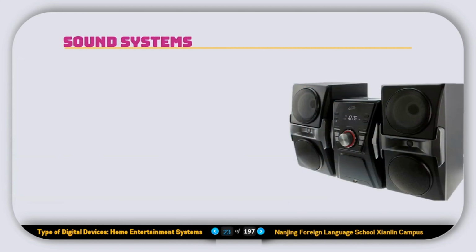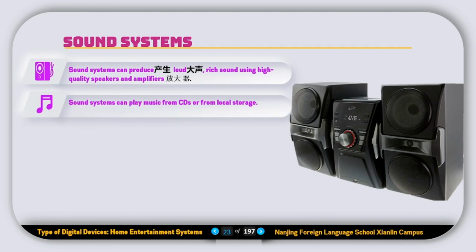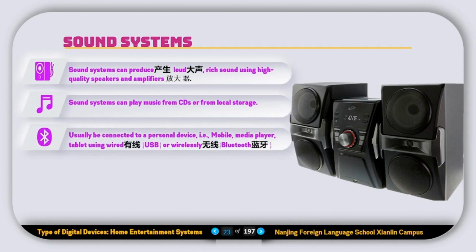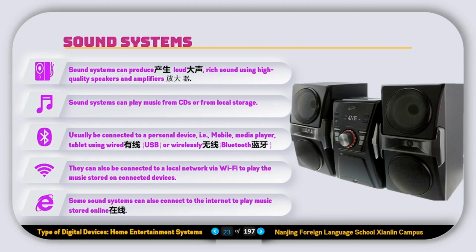or 8000 pixels. Next device is called the sound system. Sound systems can produce loud, rich sound using high quality speakers and amplifiers. Sound systems can play music from CDs or from local storage. They can usually be connected to a personal device, for example, a mobile phone, media player, or tablet, using a wire like a USB or wirelessly via Bluetooth. They can be connected to a local network via Wi-Fi to play the music stored on connected devices. Some sound systems can connect to the internet to play the music stored online.